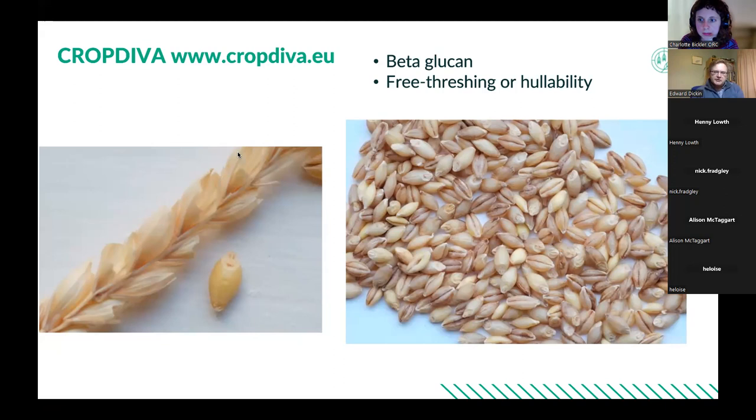Because I was doing this work in the background, this sort of hobby breeding, a couple of years ago we got Horizon 2020 funding for a project called Crop Diva, which kicked off in the autumn of 2021. So we've had one field season so far. Crop Diva stands for Climate Resilient Orphan Crops for Diversity in Agriculture.